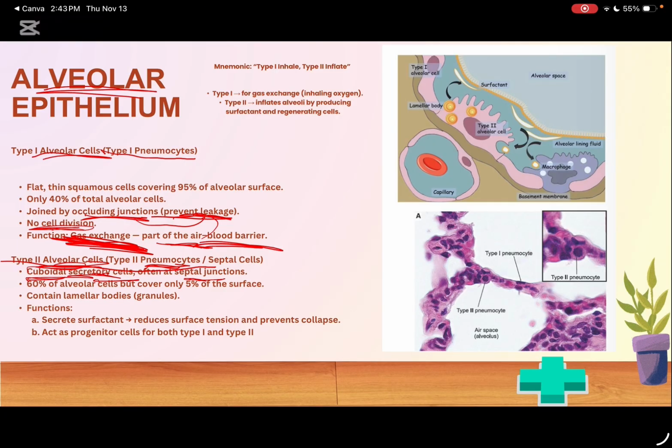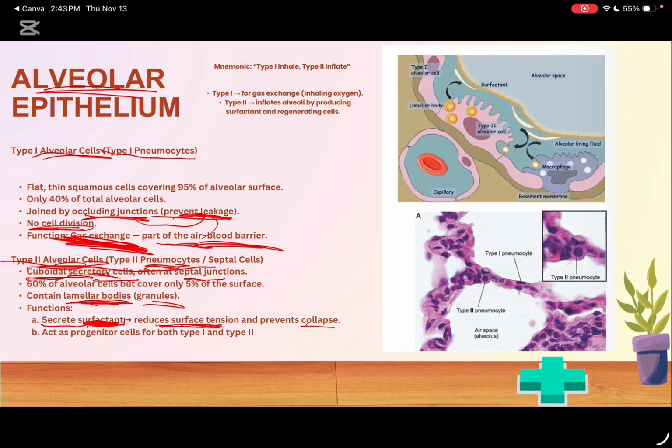And type 2, basically, they have lamellar bodies, aka granules. What's the function? As even Dr. Shams mentioned, but I'll say it again, they secrete surfactant. And what does surfactant do? It basically just reduces surface tension and prevents collapse. If we have a deficiency in surfactant, we will have an increase in surface tension, and of course, the lung will collapse.